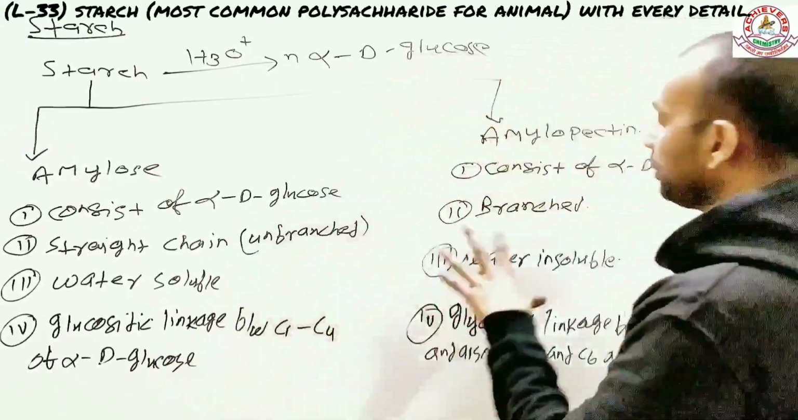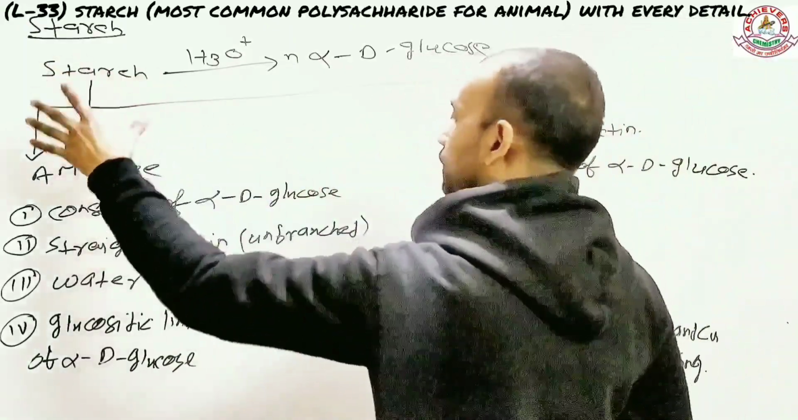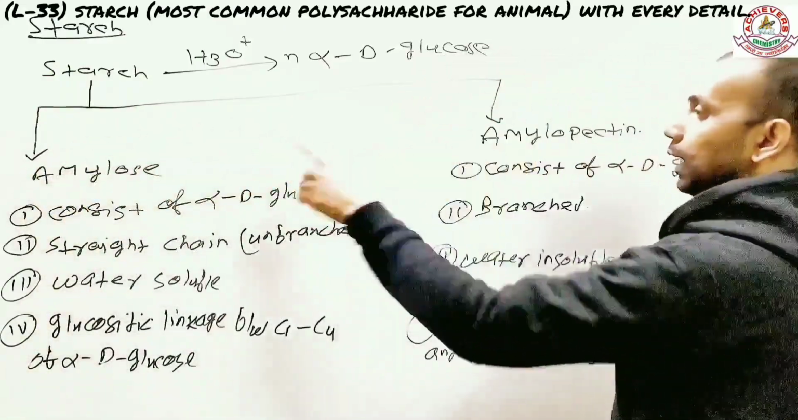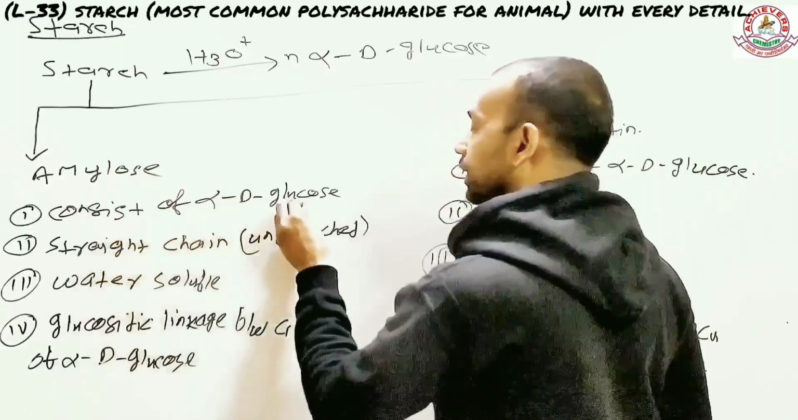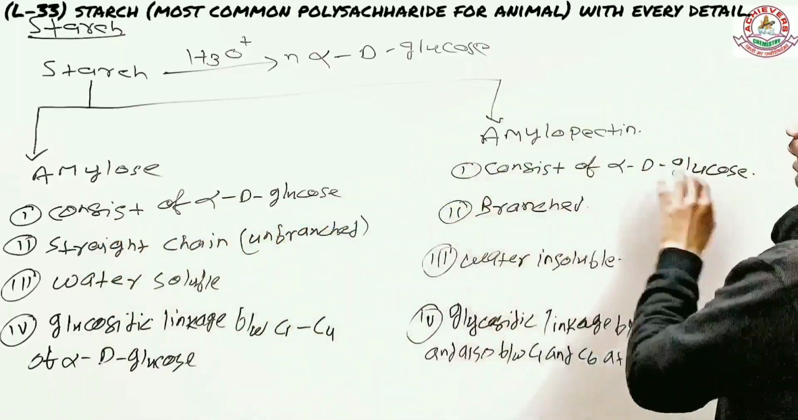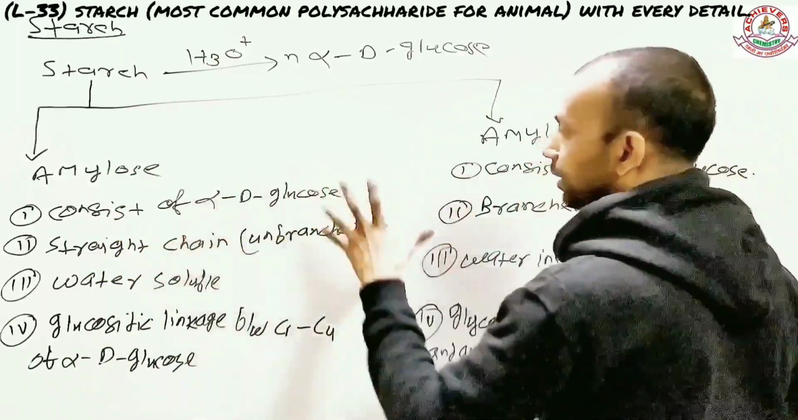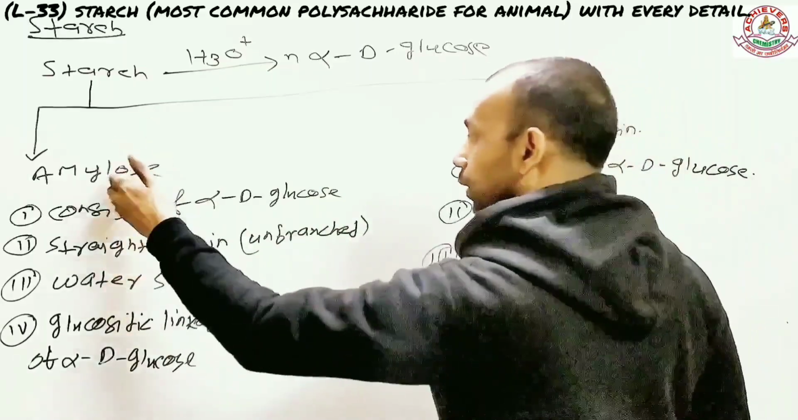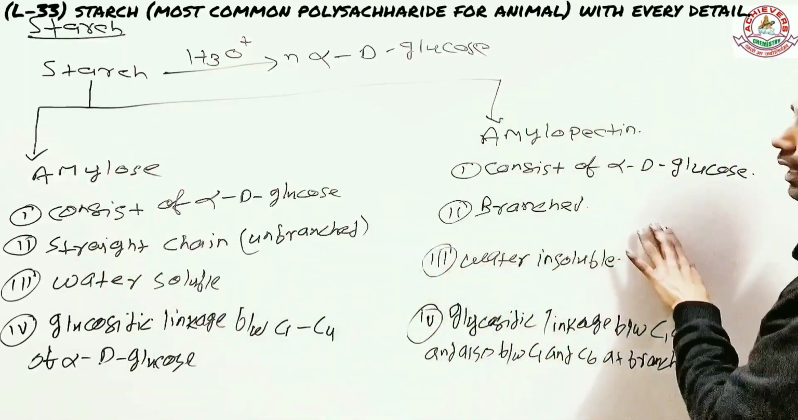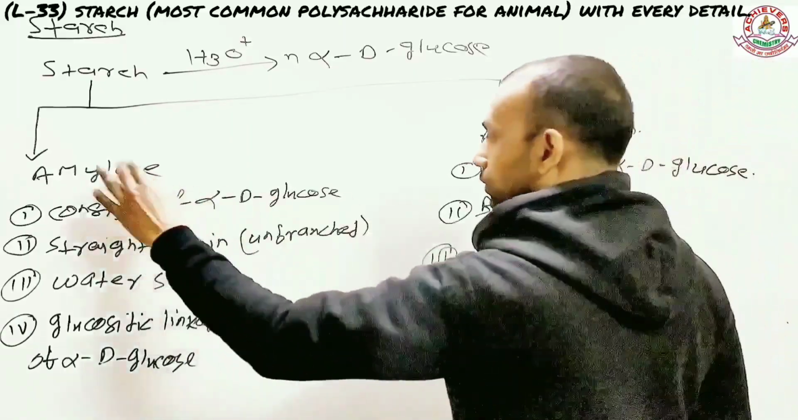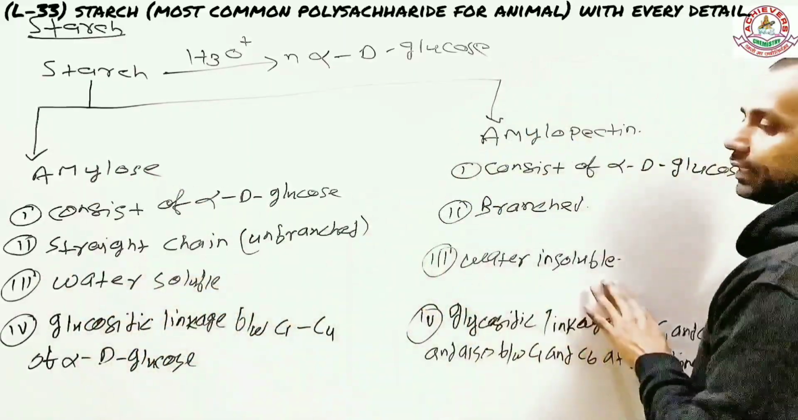But let me repeat back here. A starch molecule consists of two units. It's called amylose and amylopectin. Amylose consists of alpha D glucose. This one also consists of alpha D glucose. So this first point is nothing but a similarity. Second, amylose is a straight chain molecule. However, this amylopectin is a branched molecule. Amylose is water soluble, but this one is water insoluble.